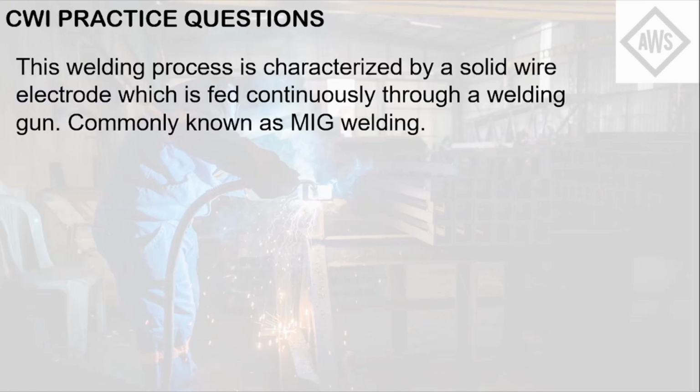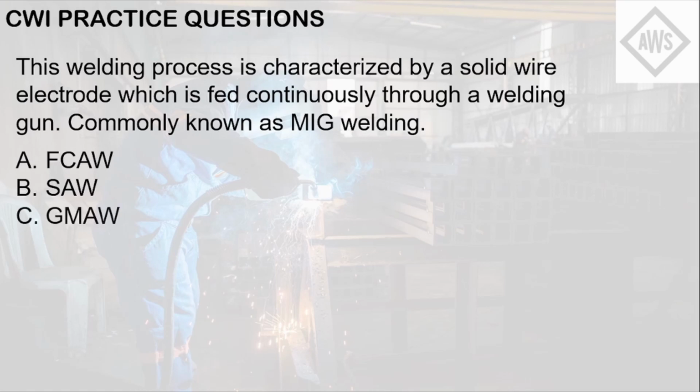This welding process is characterized by solid wire electrode, which is fed continuously through a welding gun, commonly known as MIG welding. Letter A, FCAW. Letter B, SAW. Letter C, GMAW. Letter D, GTAW.